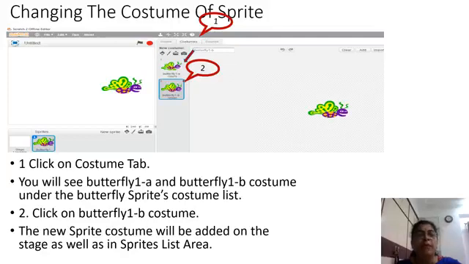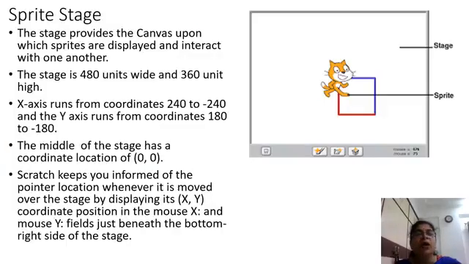This is the costume tab. You will see butterfly 1-A and butterfly 1-B costumes under the butterfly sprite's costume list. You can see this. Click on the butterfly 1-B costume. The new sprite costume will be added on the stage as well as in the sprite list area. Here it will get added, whichever costume you are selecting. It will update accordingly. Okay.